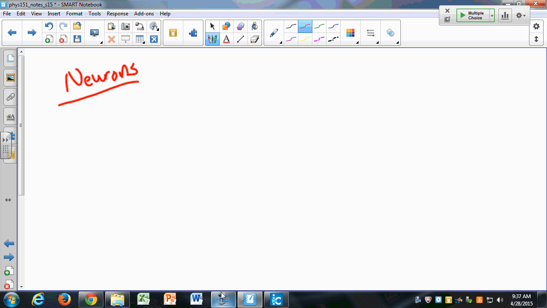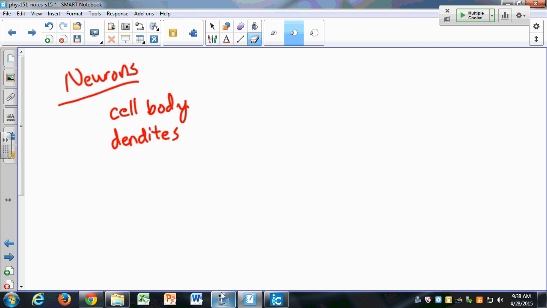They have two main parts. A cell body, or three main parts. They consist of a cell body. That's the main part of the neuron. I'll show you a picture in just a second, although there's also a picture in your book. Dendrites and axons. Oh, there should be an R there.